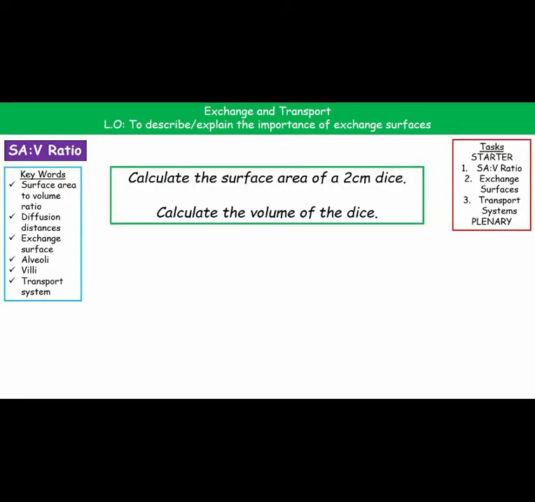Let's put that into practice then. What I'd like you to do is calculate the surface area of a 2 centimeter dice and then calculate the volume of that same dice. So I'll give you just over a minute to have a go at this.